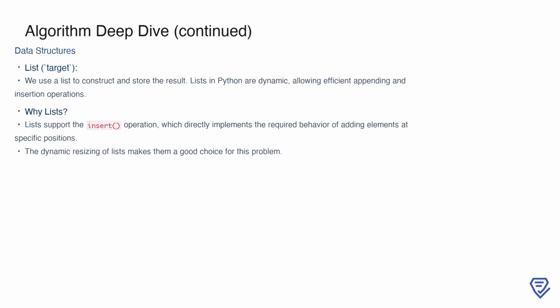When we need to insert an element at a specific position, the list automatically shifts the subsequent elements, ensuring that the insertion rules are followed without additional manual adjustments. Furthermore, the dynamic resizing capability of lists enables us to handle arrays of varying sizes without needing to pre-allocate memory, making this data structure both practical and efficient for our needs.